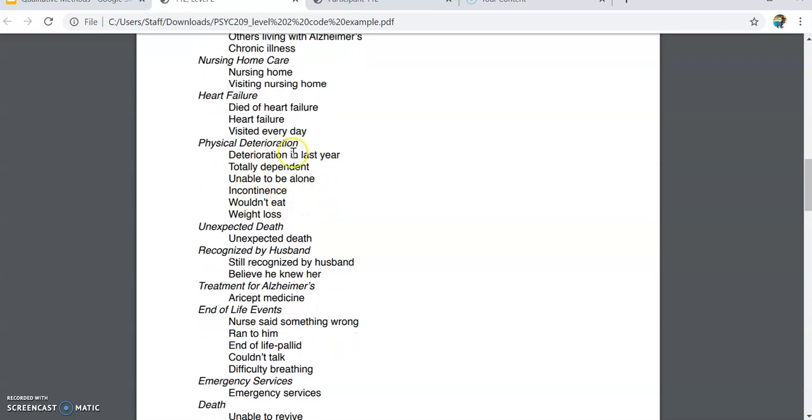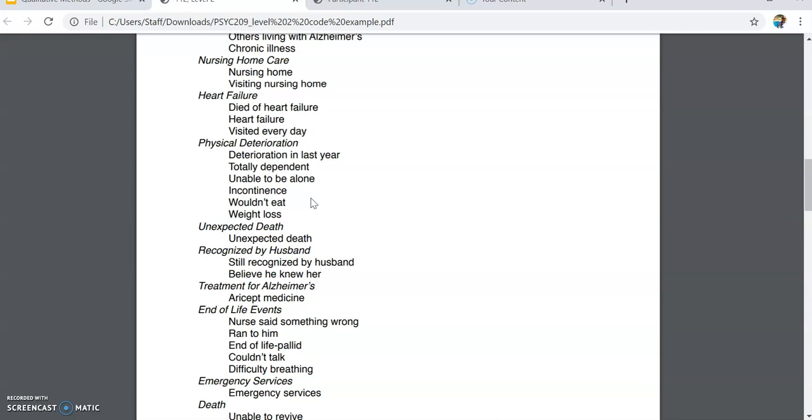Okay, she also throughout her talk talked about or gave examples of the physical deterioration of her husband. She didn't necessarily say that. She talked about him being totally dependent on others, talked about him not being able to be alone.